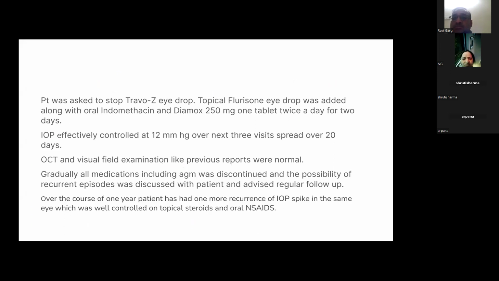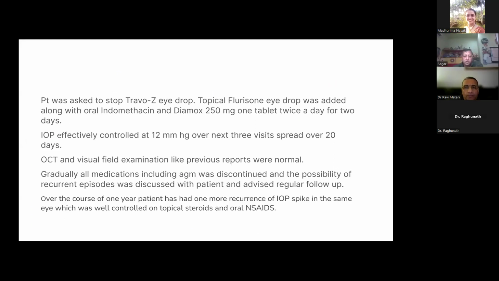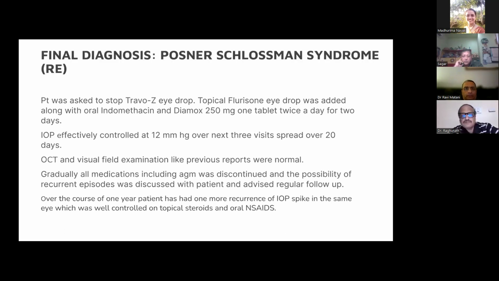The pressure came down to 12 millimeters of mercury over the next 2 to 3 weeks, and the visual field and OCT were normal. Gradually, I took away all his anti-glaucoma medications. The patient was compliant and followed up closely. Pressures remained normal. I discussed with the patient that he hasn't got glaucoma. It is a one-time inflammation, and it can happen in the future. The diagnosis here was Posner-Schlossman syndrome. He had one more recurrence in the right eye, but he is practically off all anti-glaucoma medication.